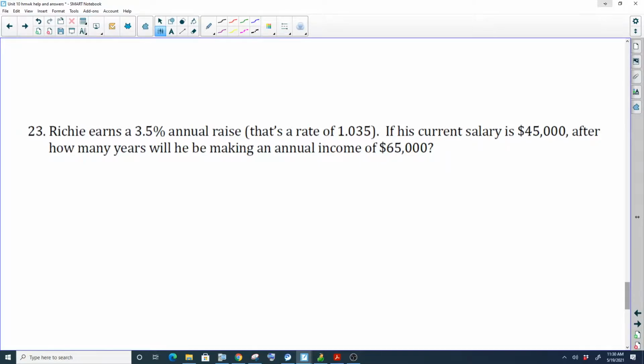Okay, so here is Richie, who's earning 3.5%. I actually made these a little bit easier than the homework, because we give you the rates. You don't have to solve for it. So don't forget the formula. It's rate to the time, and then your initial money, or population, goes here, and that equals your target, or whatever you're trying to get to.